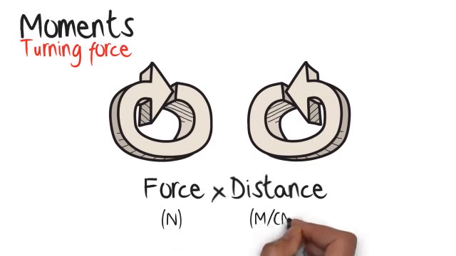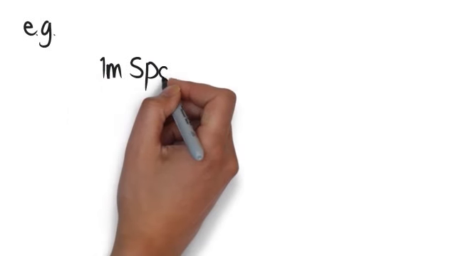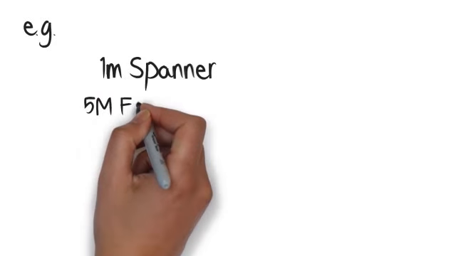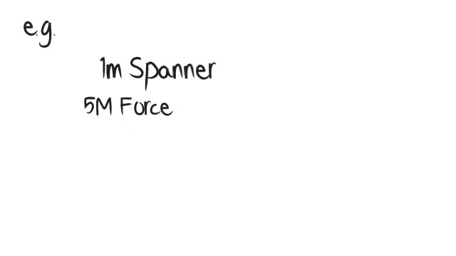I'll put the triangle up here again. So we have moments would be force times distance. So let's work through an example. Imagine you have a bolt that you're trying to unscrew, and you have a 1 meter long spanner, and you use a force of 5 meters. What would be the moment?